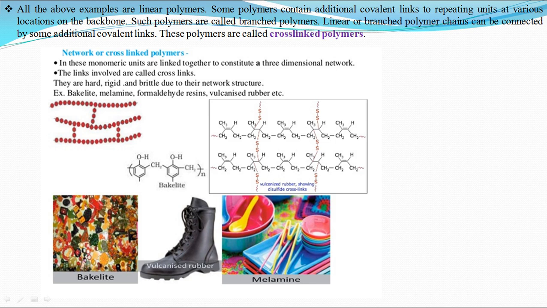Network or cross-linked polymers. In these, monomeric units are linked together to constitute a three-dimensional network. The links involved are cross-links. They are hard, rigid, and brittle due to their network structure. Bakelite, melamine polymer resins, and vulcanized rubber are examples of these polymers.